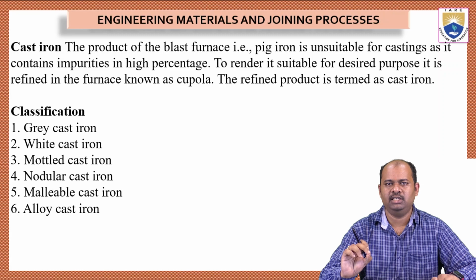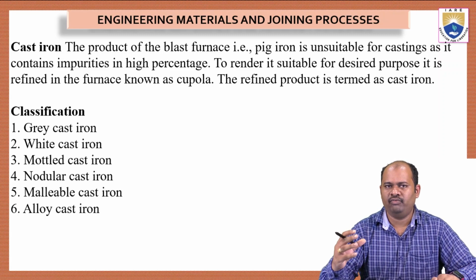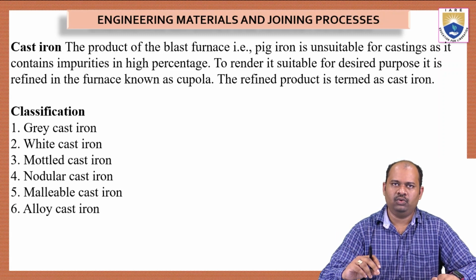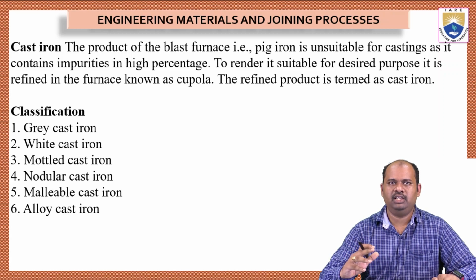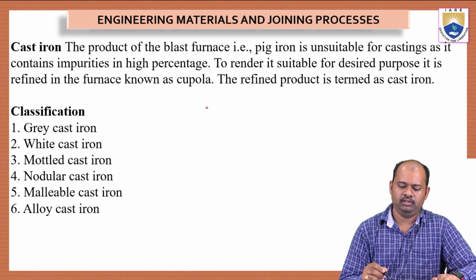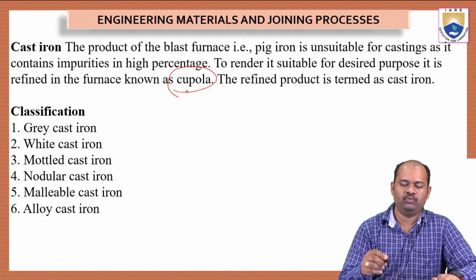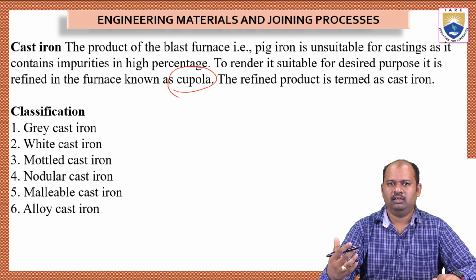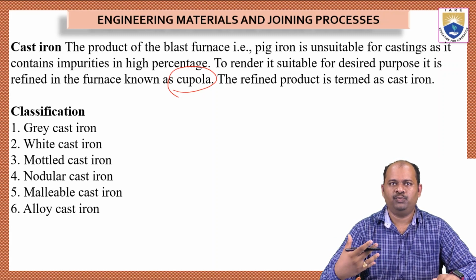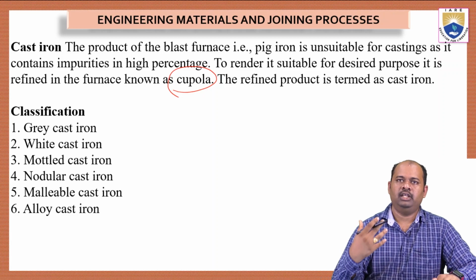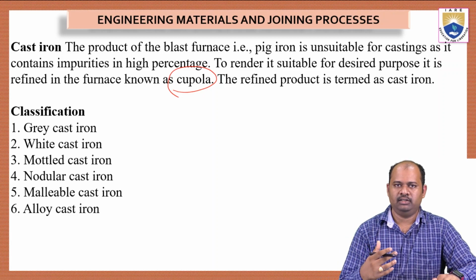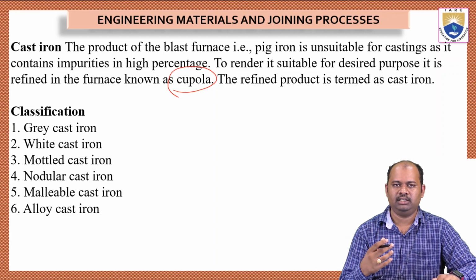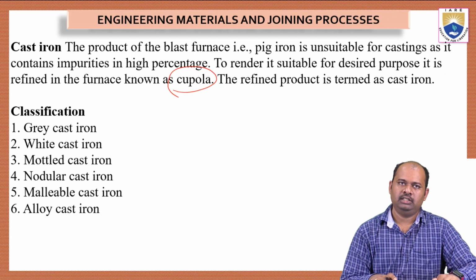So we know pig iron is the crude form or raw form that is obtained from iron ore. To render it suitable for desired purposes, it is refined in the furnace known as the cupola furnace. This cupola furnace and its working is also very important from the perspective of engineering. We have to study how this cupola furnace works. The refined product is termed as cast iron. So after the processing in the cupola furnace, the final product obtained is cast iron.